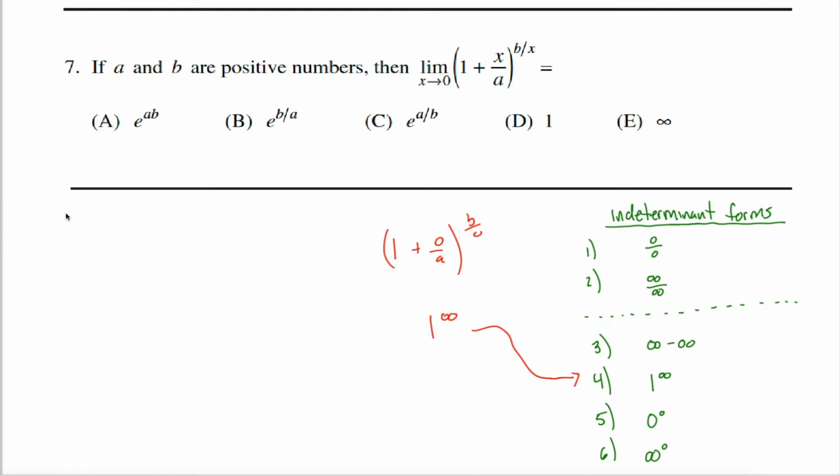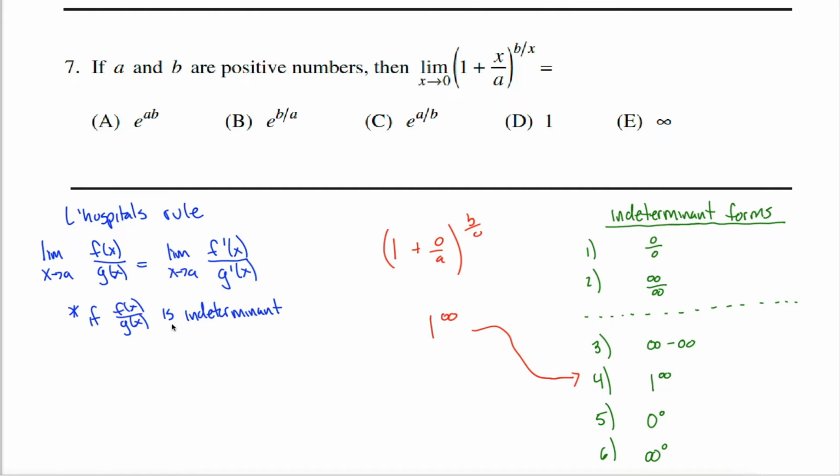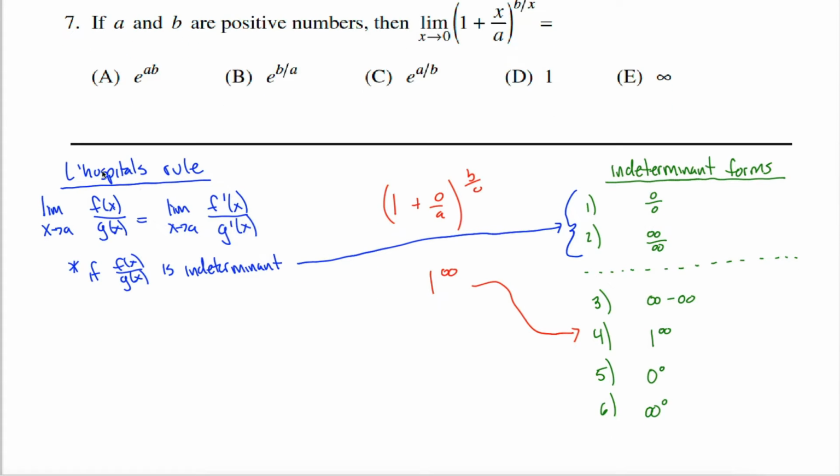What L'Hopital's rule tells you is just that a limit of a quotient is equal to that same limit of the quotient of the derivatives if the original quotient is an indeterminate form. Or more specifically, if this is indeterminate form 1 or 2. And you're like, wait a minute, 1 or 2? How do I use L'Hopital's rule when my indeterminate form is 3, 4, 5, or 6? Well, it kind of depends.